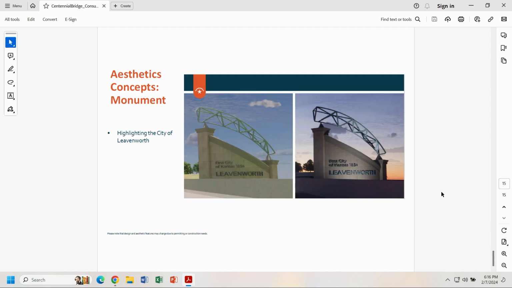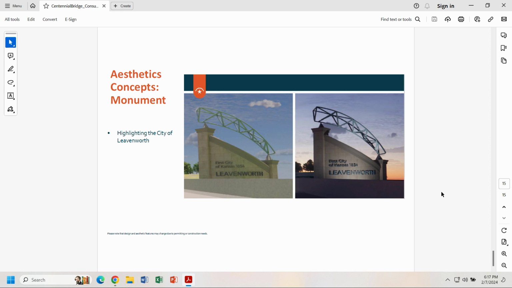And then this is something that we've also proposed actually through working with the city of Leavenworth. They are a contributor financially to this concept, and that is a monument when you come across the bridge that welcomes you to Leavenworth and notes that it's the first city in Kansas. So just another feature to, again, kind of harken back to the history of the area. I think that's my last slide.